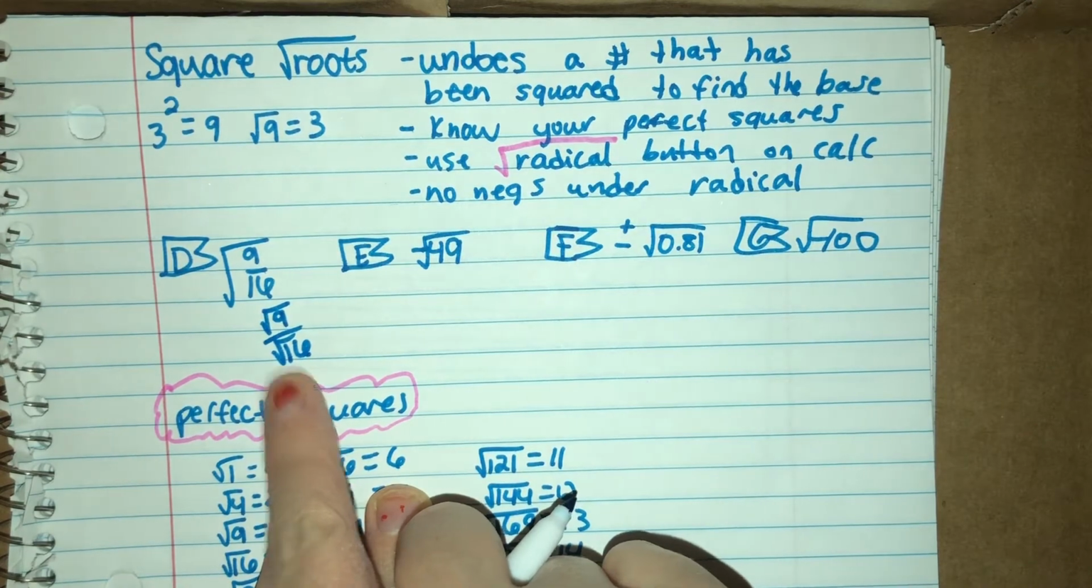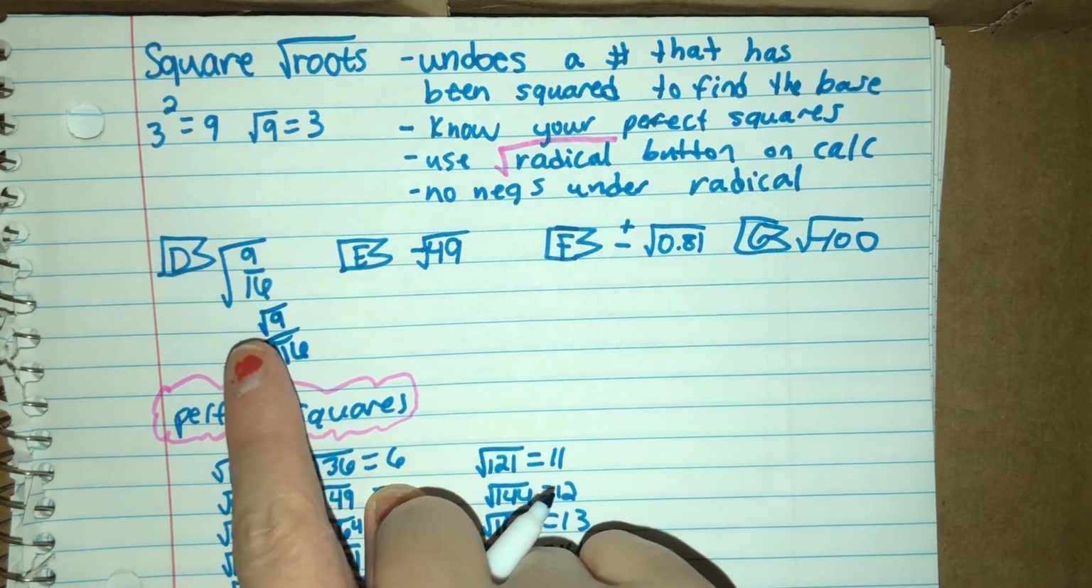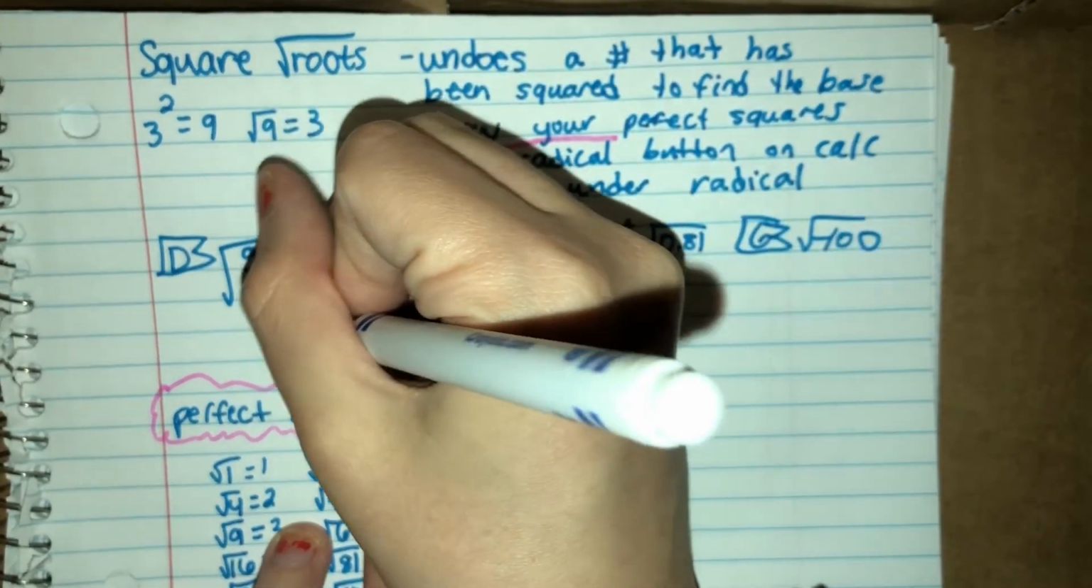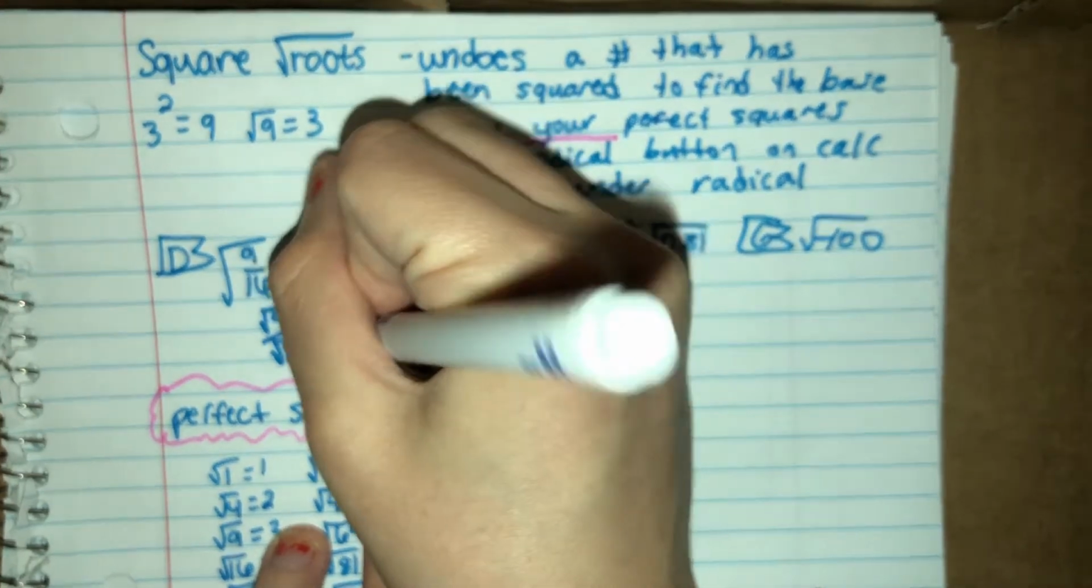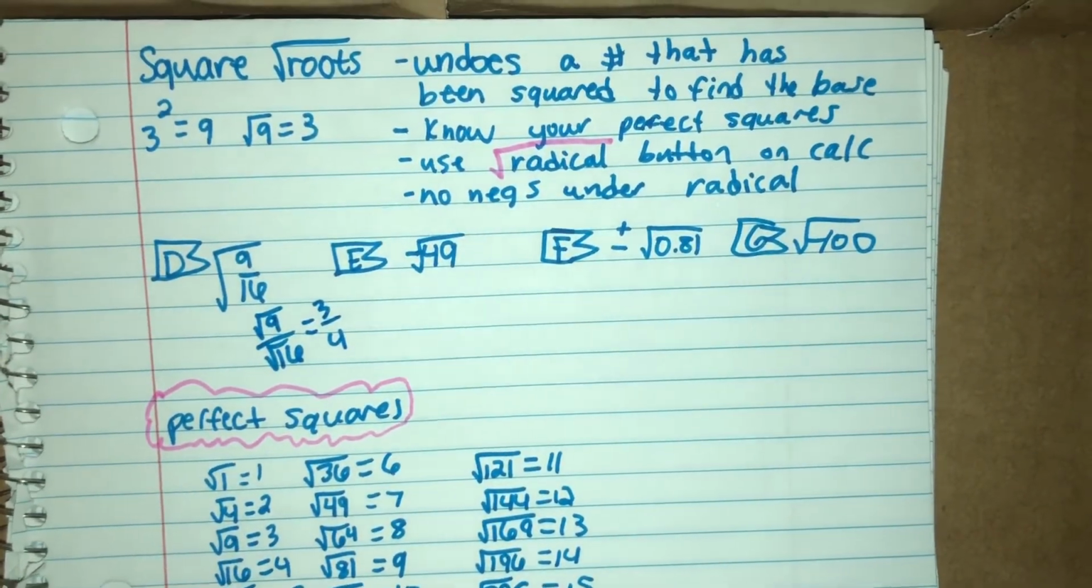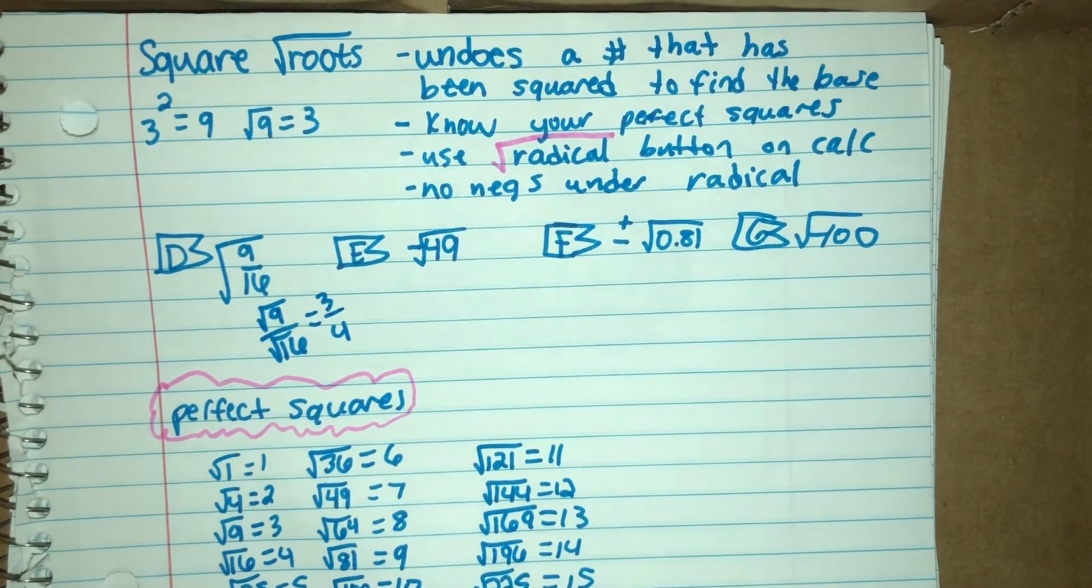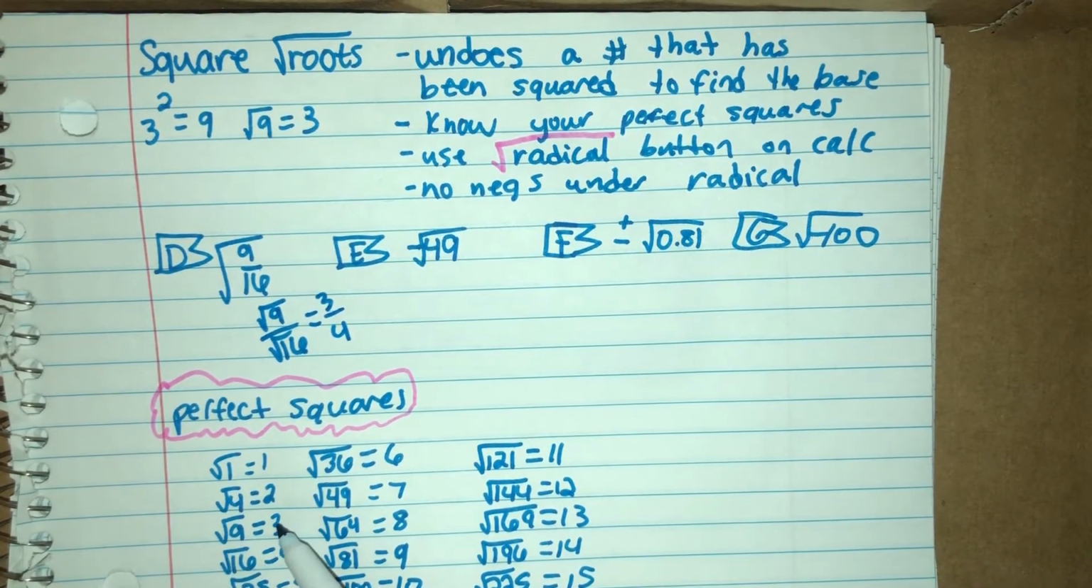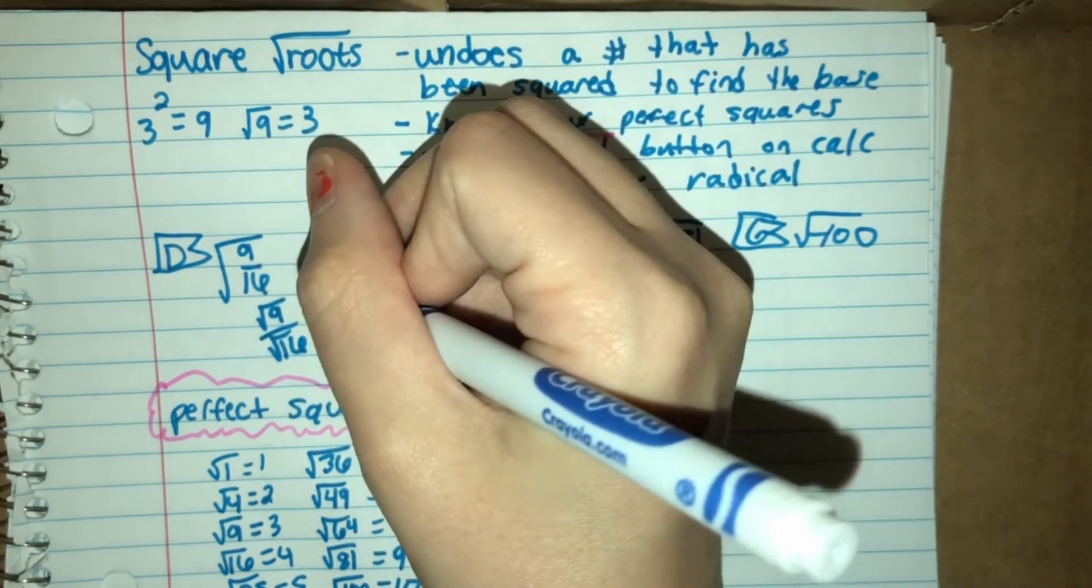You can put that in your calculator by doing the radical sign and then the 9 to get 3 over 4. Or if you look down at my list here, I have the square root of 9 is 3 and the square root of 16 is 4. And that's how you get that simplified.